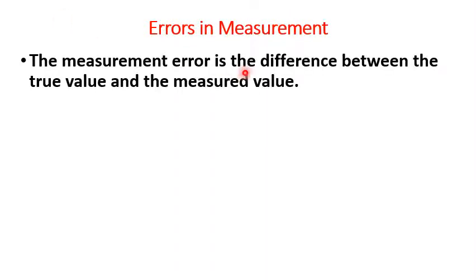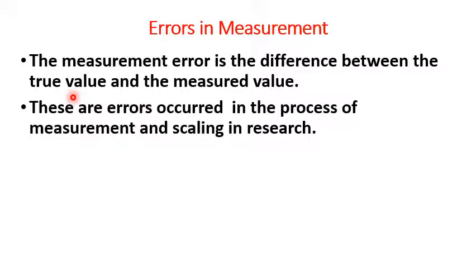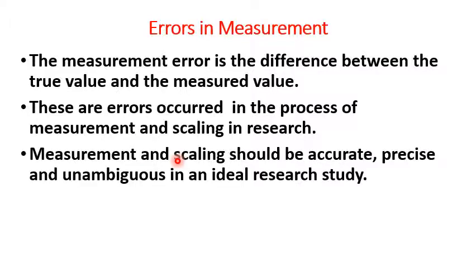What do you mean by measurement error or errors in measurement? The measurement error is the difference between the true value and the measured value. It is the difference between the measured value and actual value or true value. These are errors occurred in the process of measurement and scaling in research. There are possibilities of occurring errors in the process of measurement and scaling in research. The errors in measurement are such errors.